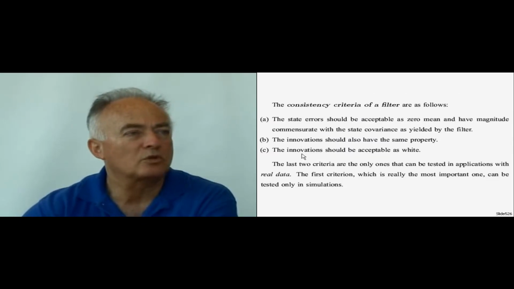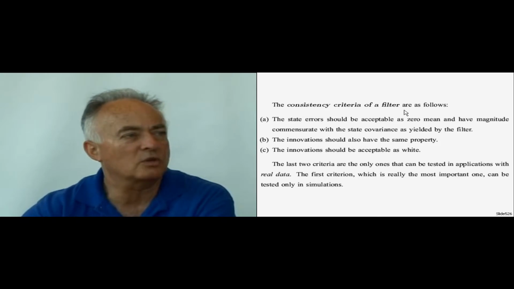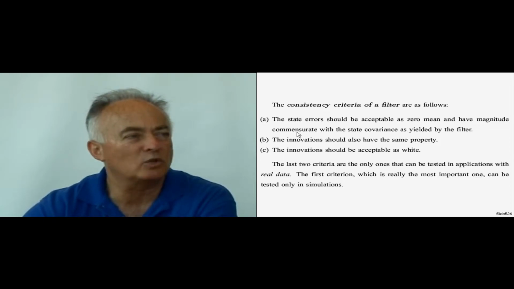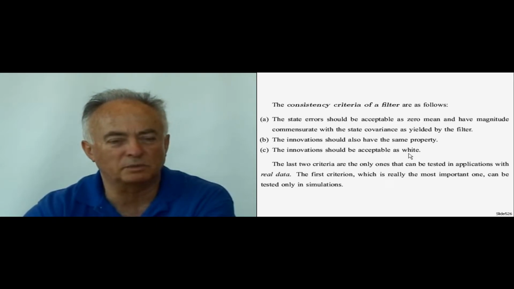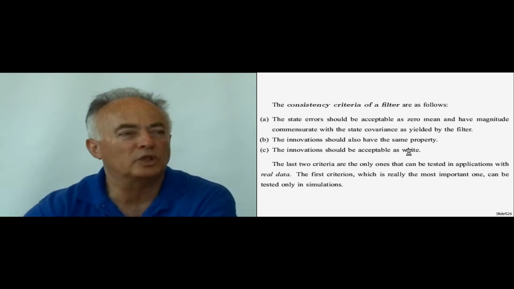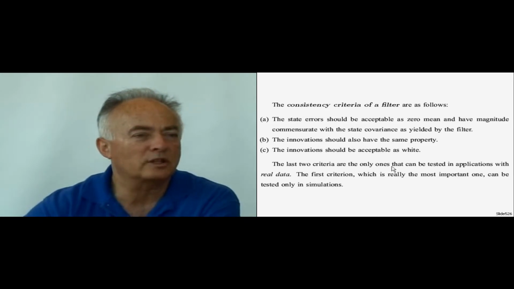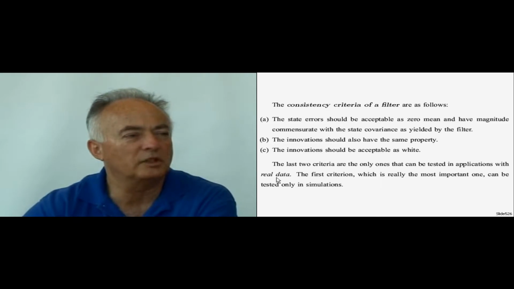So, the consistency criteria are as follows. The state errors should be acceptable as zero mean and have magnitude commensurate with the state covariance as calculated by the filter. The innovations should also have the same property, and the innovations should be acceptable as white, because this was one of the important properties we have shown for the innovations. The last two criteria are the only ones that can be tested in applications with real data.